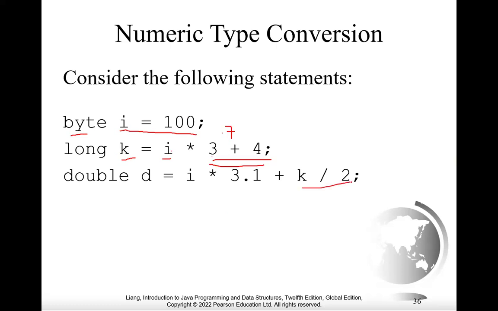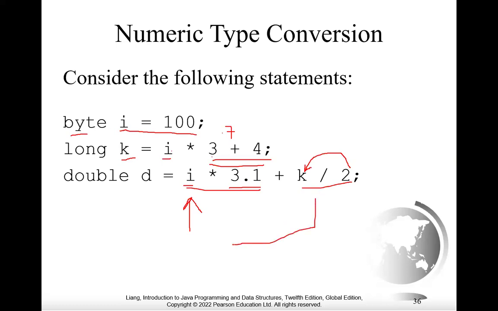Now we are dividing long by 2. We are multiplying i, which is a byte, by a floating point. What happens is i, which is a byte, is smaller than the floating point. So i is promoted from byte level to floating point. The multiplication is done. k, which is a long, we are trying to divide it by 2, which could be any type. 2 could be int, could be byte. So what happens? We are taking 700, which is a long, and we are going to convert 2 to the type of the larger one, which is long.